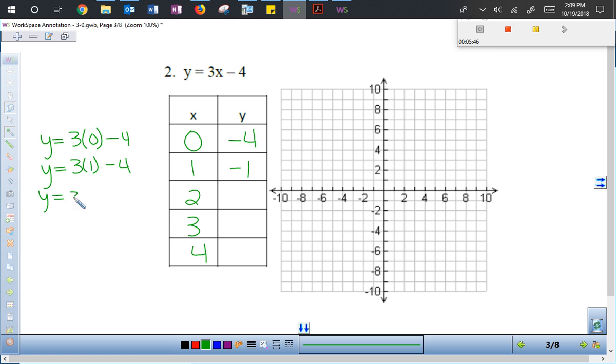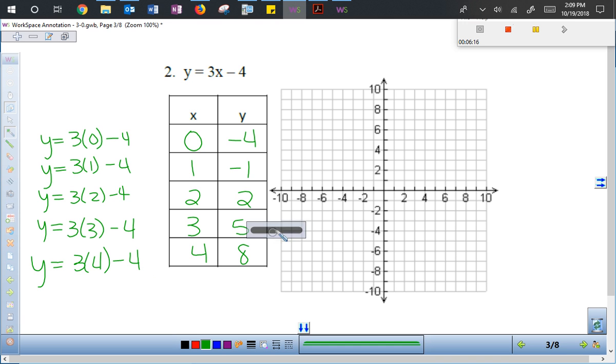Now we want 3 times 2 minus 4. 3 times 2 is 6, minus 4 is 2. Then 3 times 3 minus 4. 3 times 3 is 9, minus 4 is 5. And then we'll have 3 times 4 minus 4. 3 times 4 is 12, minus 4 is 8.